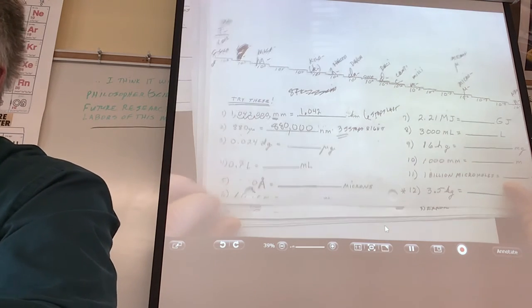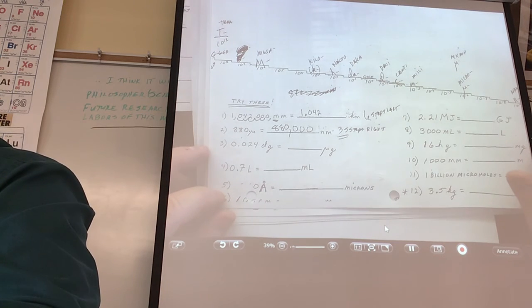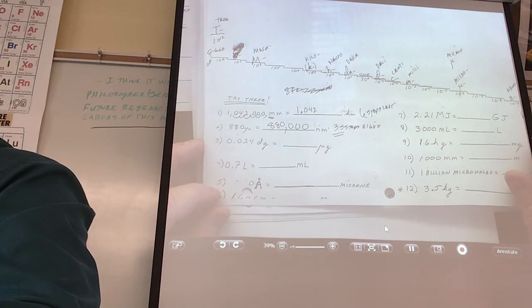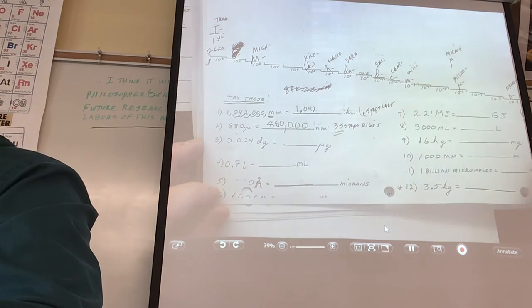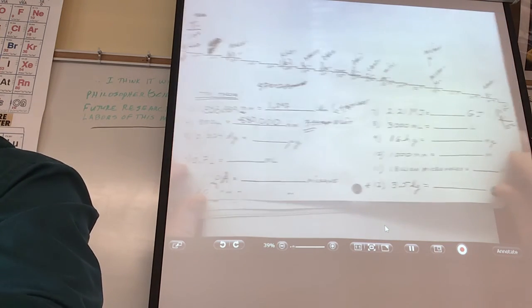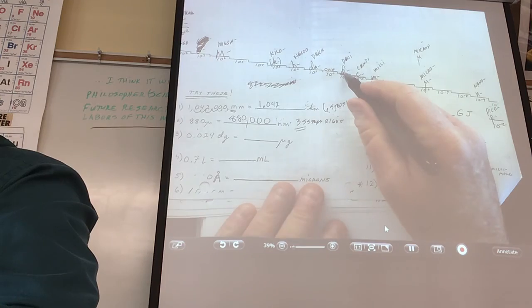Where are you going from? What's the little d stand for? And where's deci? 10 to the what? 10 to negative 1. It's 1/10, isn't it? All right, where are you going? Deci to what? Okay. Tell me how many steps. Now, you put your finger here. You don't start counting until you move. Ready?